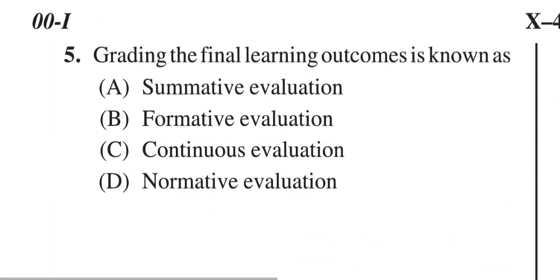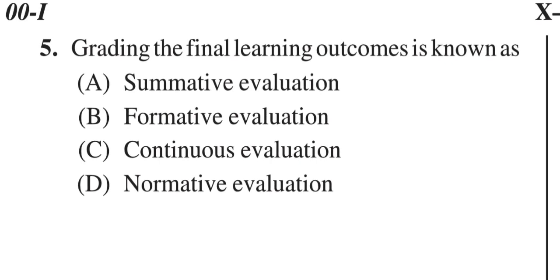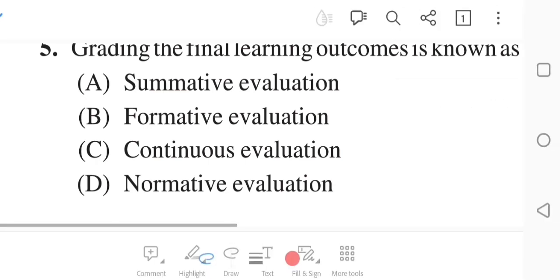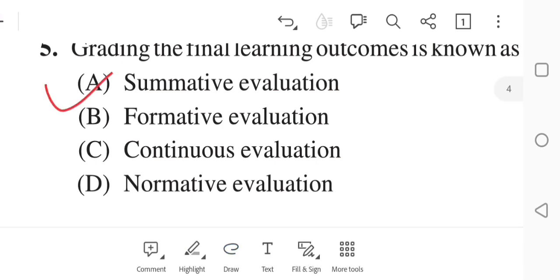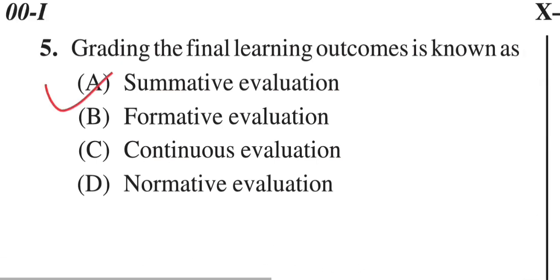Got it? Number 5, it is related to the same teaching aptitude. Grading the final learning outcomes is known as what? Summative evaluation, formative evaluation, continuous evaluation, normative evaluation. So the correct answer will be A, that is summative evaluation. Summative evaluation is the outcome of grading the final learning.